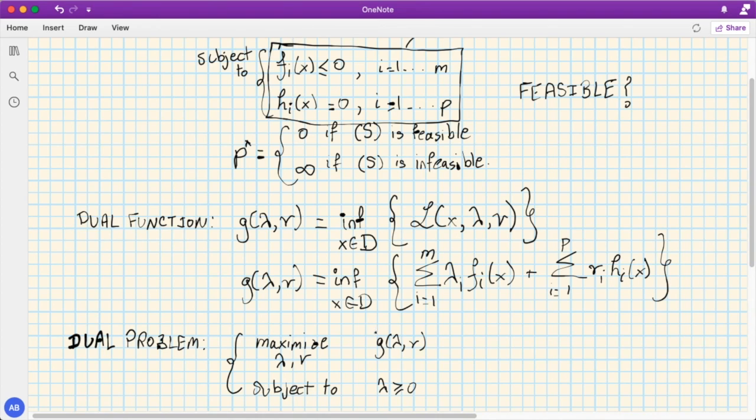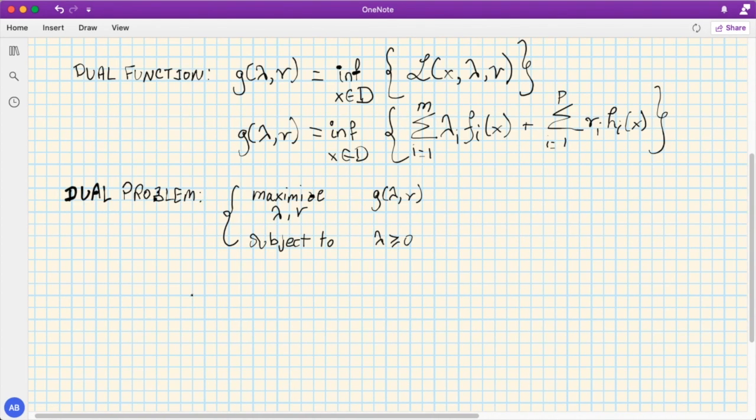This is my dual problem. So remaining consistent with notation, the optimal value of the dual problem is denoted by d star. And let's take a look here at what d star is. Let's try to figure it out. So it's actually pretty easy.